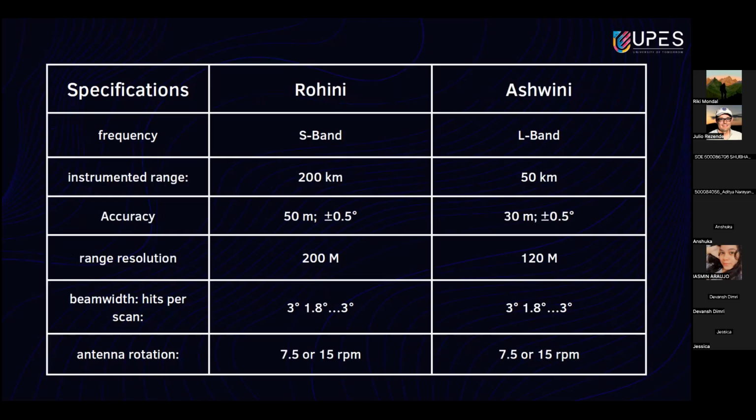Now comes the section of Rohini and Ashwini. The frequency for Rohini is S band. Their instrumented range is 200 kilometer. The accuracy is 50 meter, and the range is 200 meter. The antenna rotations are both the same, that is 7.5 to 15 RPM. Ashwini uses L band, same as the Indra radar, and its instrumented range is 50 kilometer. The accuracy is 30 meter, and the range resolution is 120 meter.